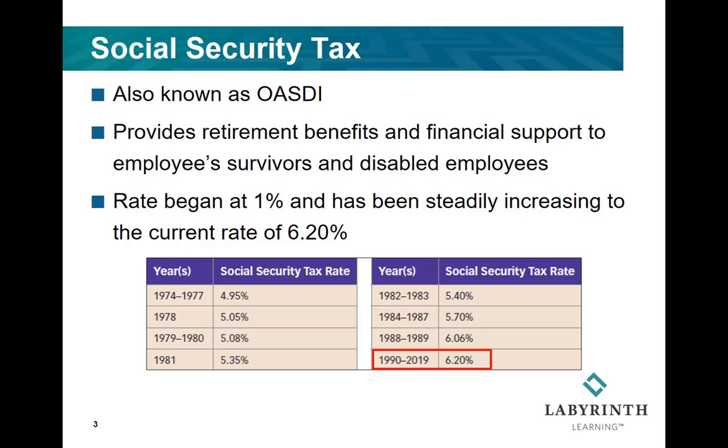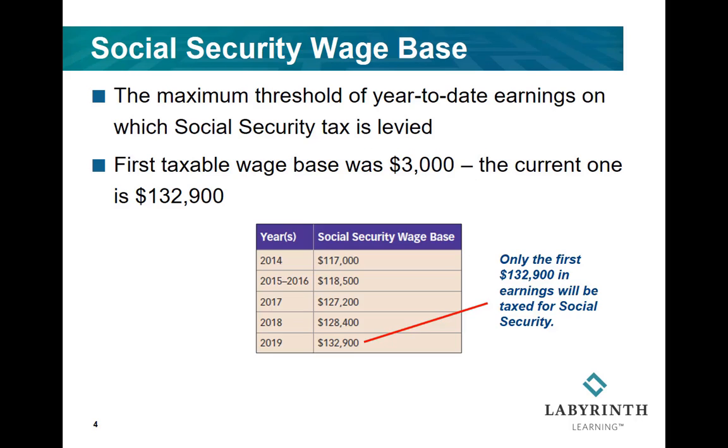Both employers and employees contribute into this fund, which would then be drawn from to provide financial support to individuals starting at age 62. The rate began at 1%, and this was in 1937, around the time of the Great Depression when our president was Franklin Roosevelt. It has steadily increased to what is now 6.2%. So for every $100 of taxable wage, one must pay $6.20 into the Social Security Tax Fund.